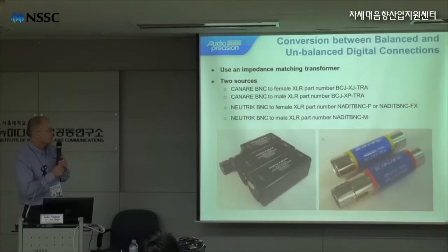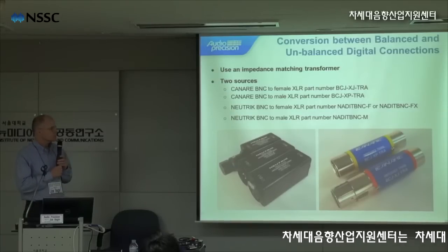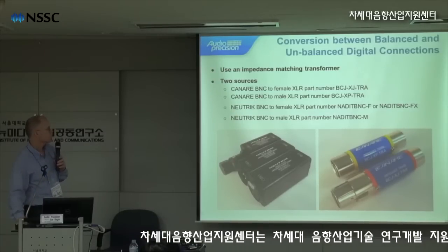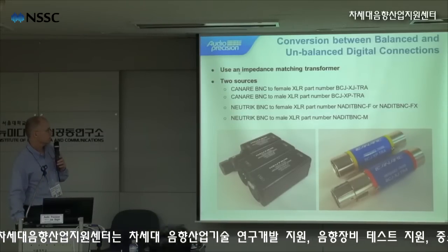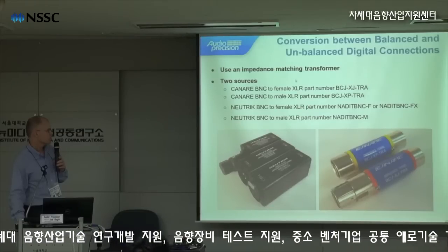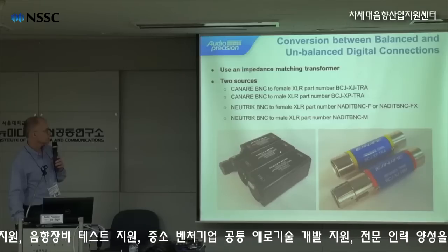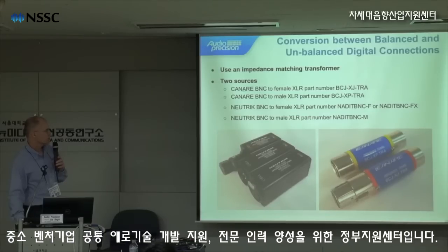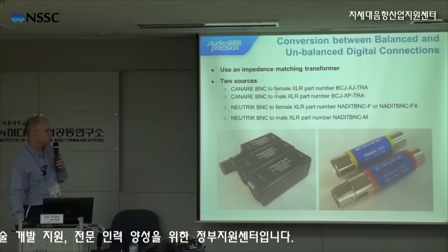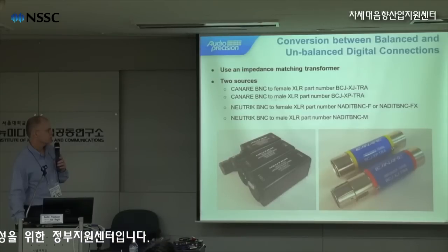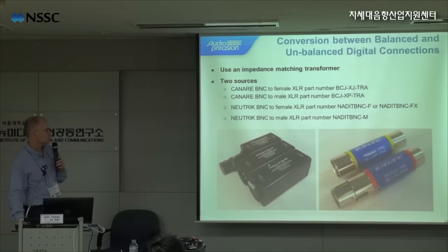These are adapters that can convert between a balanced and an unbalanced digital connection, and they use an impedance matching transformer. So there are a couple of options here. These are a brand called Canary. They have a BNC to female XLR and a BNC to male XLR. And on the left, there are some Neutrik equivalents, which again have these impedance matching transformers: 110 ohm on the balanced side and 75 ohm on the unbalanced side.